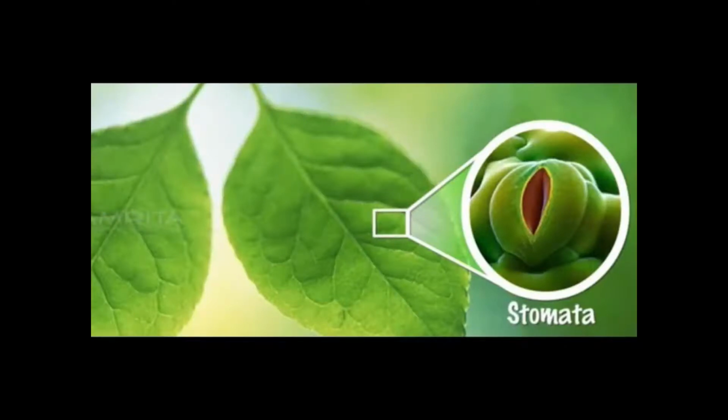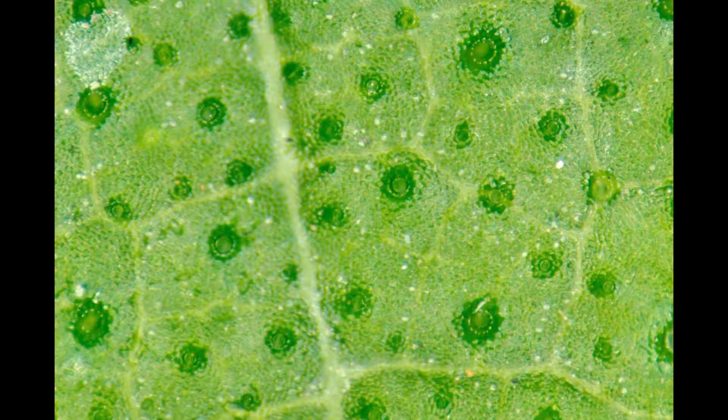Now, the third point. Plants use carbon dioxide from air through tiny holes on their leaves. But we cannot see these tiny holes with our naked eyes. These tiny holes present on leaves are called stomata.